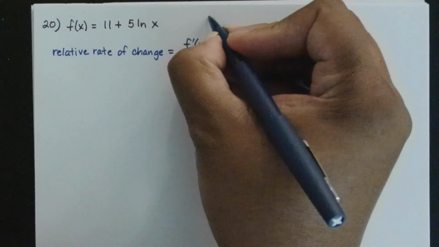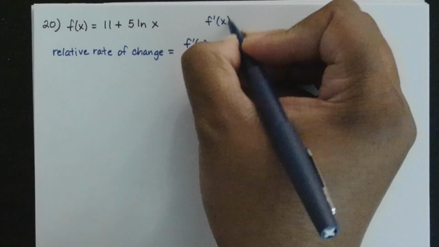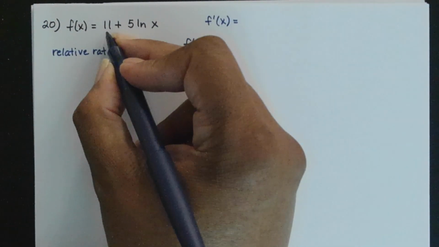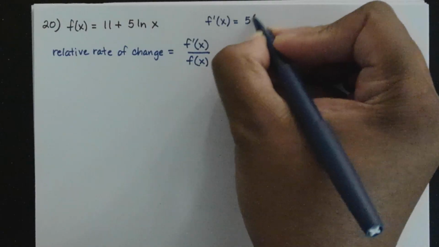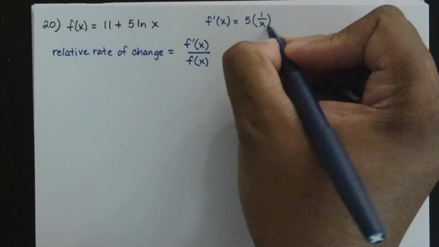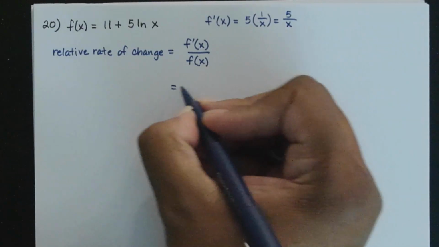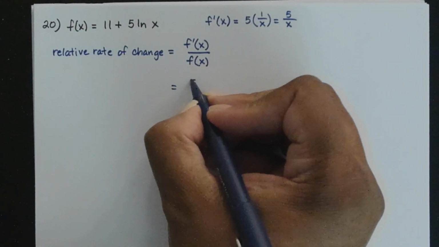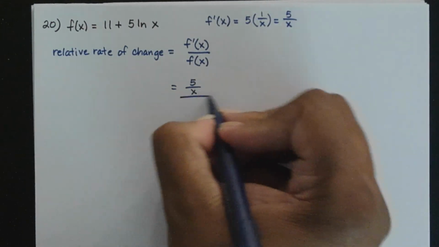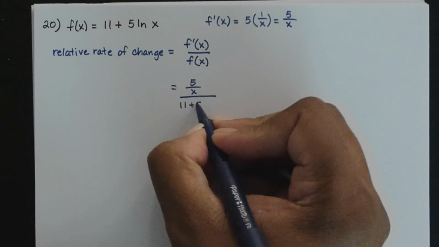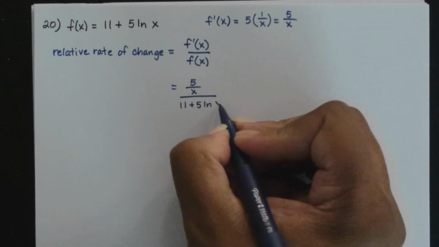And from here I need to know what f prime of x is going to be. 5 over x, because the derivative of 11 is 0. Bring over the 5, the derivative of ln of x will be 1 over x. So if I simplify that, that would be 5 divided by x. So f prime of x is 5 over x. And then that's going to be divided by f of x, which is going to be 11 plus 5 ln of x.